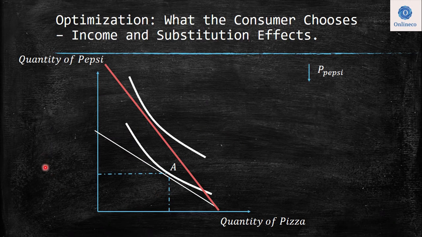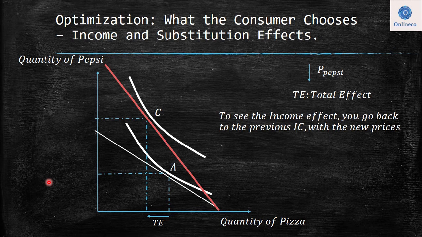So then here is the indifference curve. Here is C, and here is the situation. So we're going to discuss how to decompose the total effect. As you notice, the quantity of pizza decreased. Why? This should be the case because one effect was higher than the other one, right? So definitely the substitution effect was higher than the income effect. So here, this is the total effect.